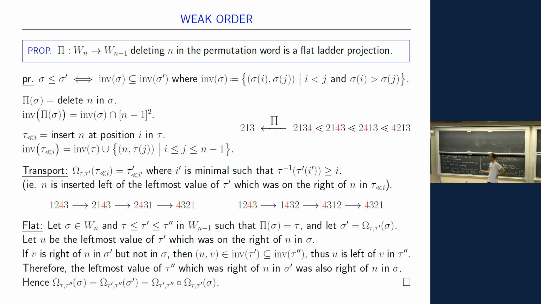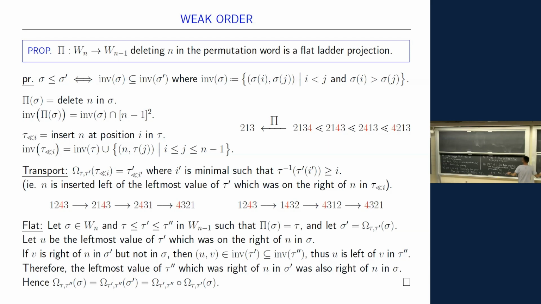So that's a lot of words, but I want to explain what happens. You can look at examples. I have a permutation tau and a permutation tau prime in the projection, and I have something in the fiber of tau. So it's tau where I inserted n somewhere at position i. Let me call that sigma. So I have my permutation sigma, and n is somewhere, and there are some numbers to the left of n.